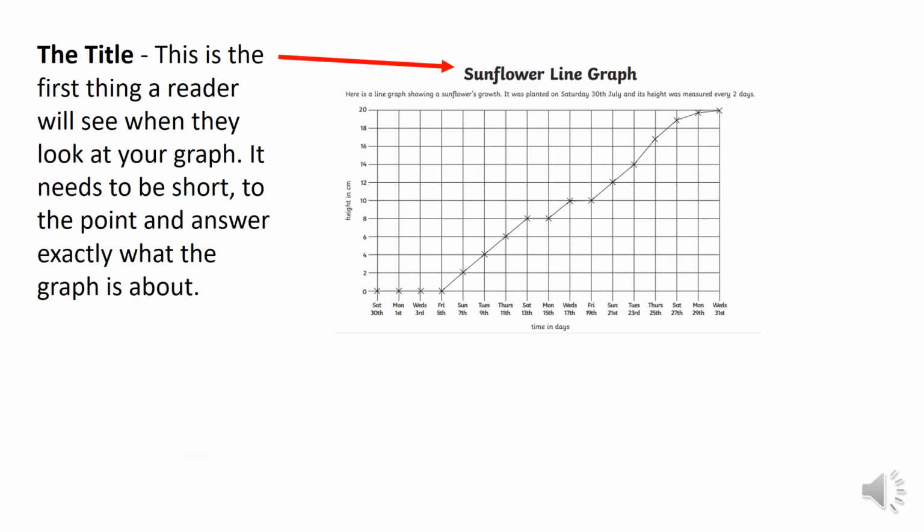This is an example of a line graph. Firstly, you see here that we have a title. This is the first thing a reader will see when they look at your graph. It needs to be short and to the point and answer exactly what the graph is about. So here, sunflower line graph.